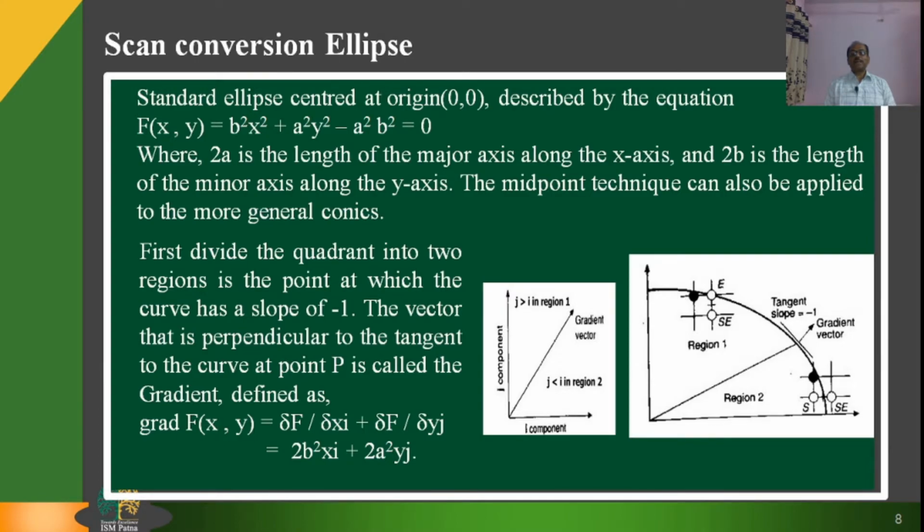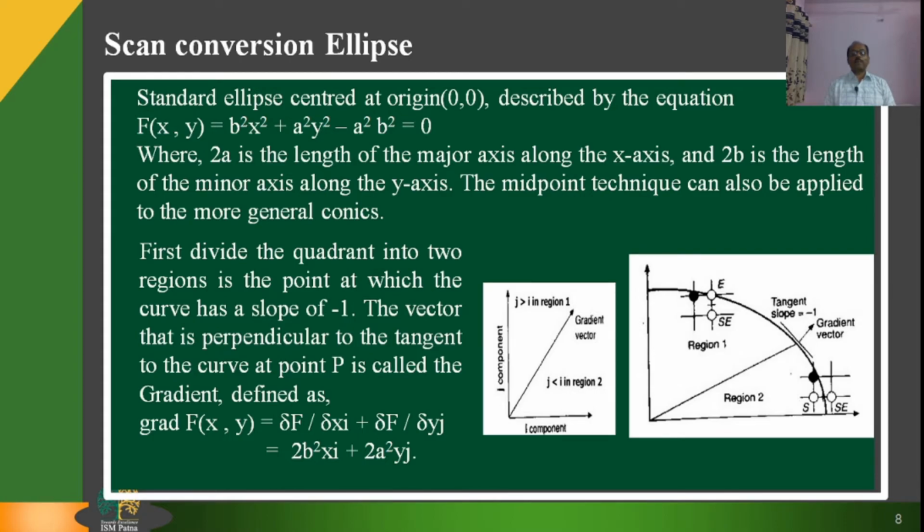The midpoint technique can also be applied to more general conics. First, divide the quadrant into two regions, as you are seeing in the figure, at the point at which the curve has slope of -1. That is clearly evident in the larger figure on the screen. The vector that is perpendicular to the tangent to the curve at point P is called the gradient, and this gradient vector is shown on screen in the smaller figure.